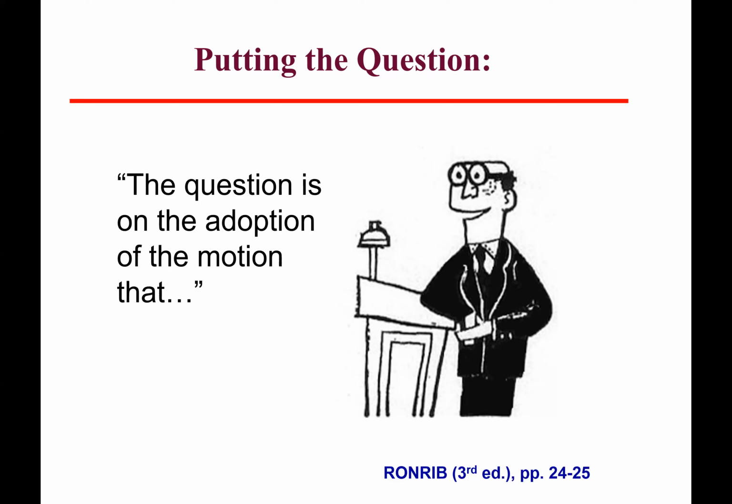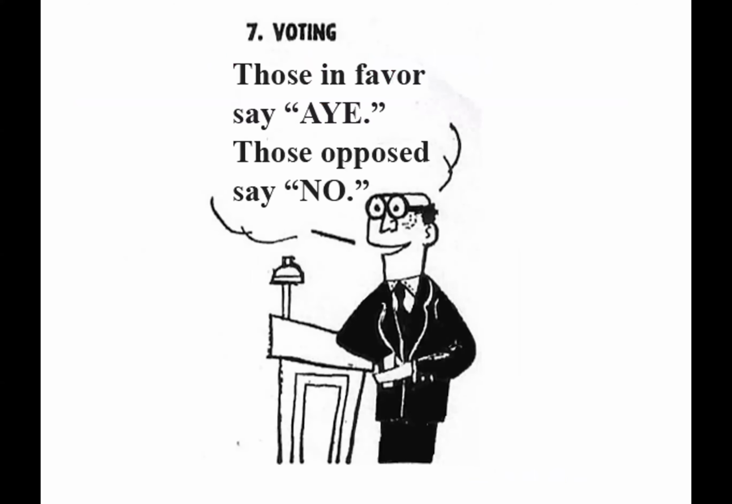And in this case, what's going to be put before the assembly for a vote is its current form, after any possible amendments have taken place. The question is on the adoption of the motion that the tennis league, blah, blah, blah, as an example. And then the chair takes the vote. Those in favor say aye. Those opposed say no. This is the most common form, and it's the default way of voting, which is a voice vote.